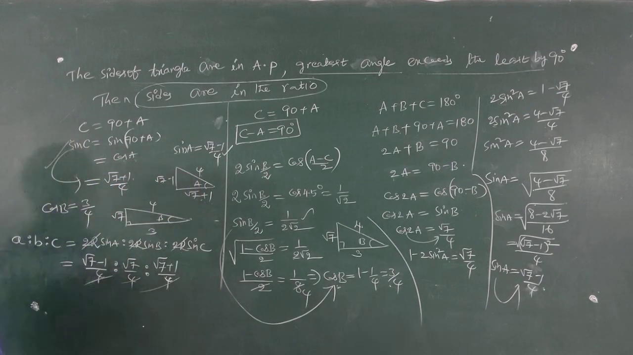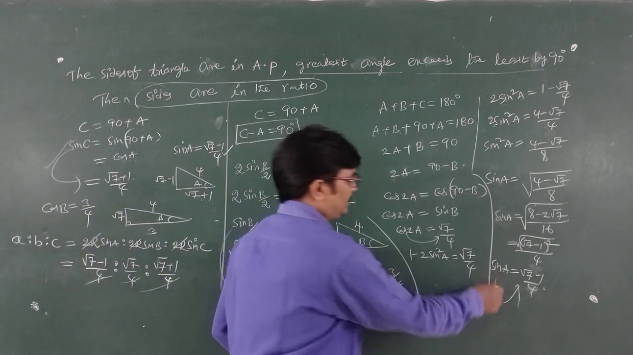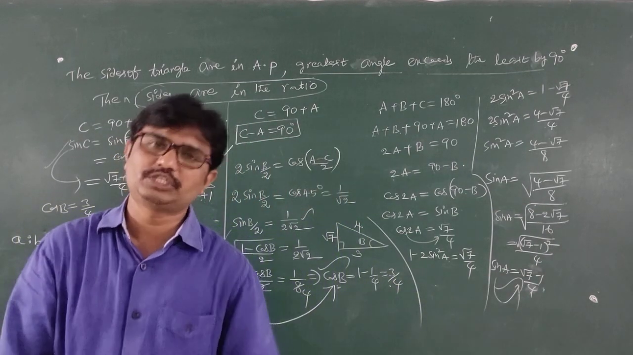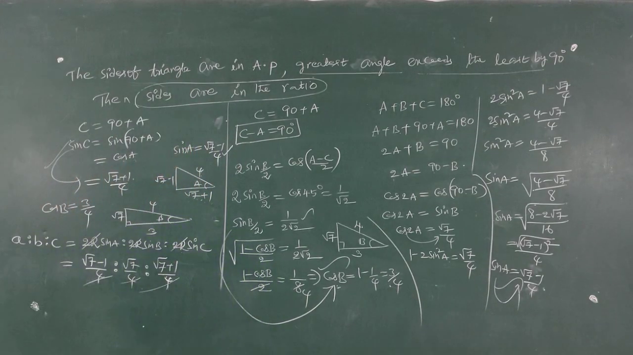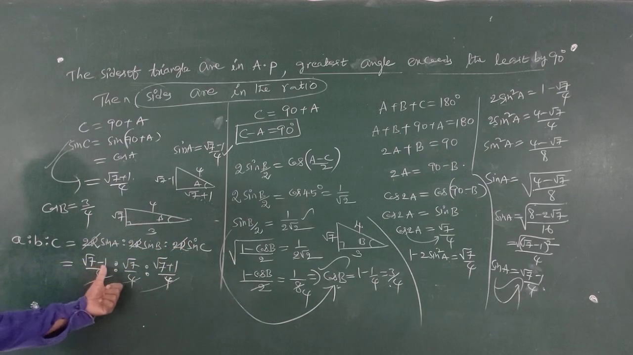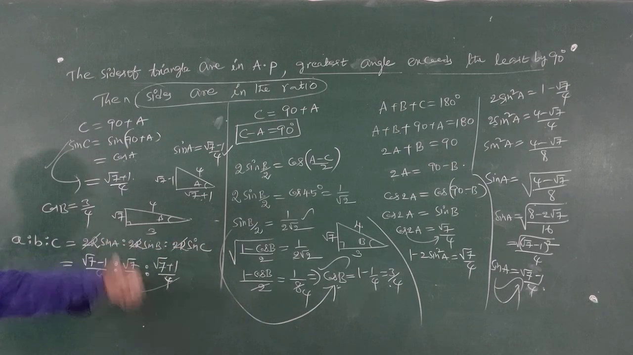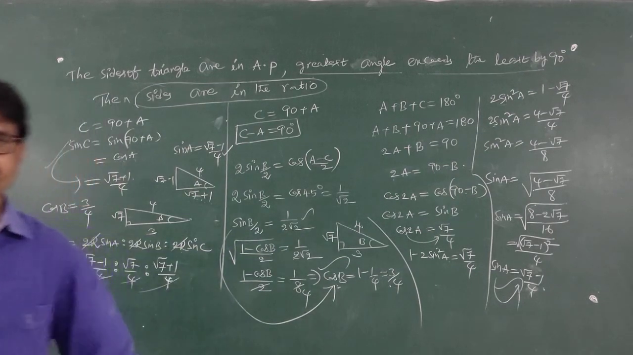We know the sin C value, and from this the sin B value, and this is the sin A value. So a is to b is to c is 2R sin A is to 2R sin B is to 2R sin C. So students, sin A is to sin B is to sin C is root of 7 minus 1 is to root 7 is to root of 7 plus 1. Okay students, write down.